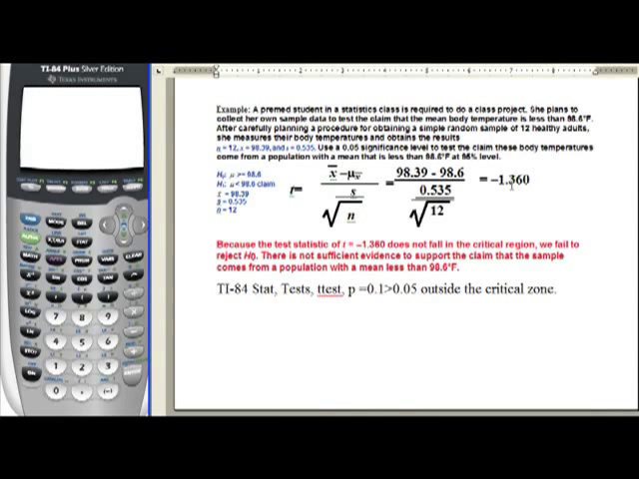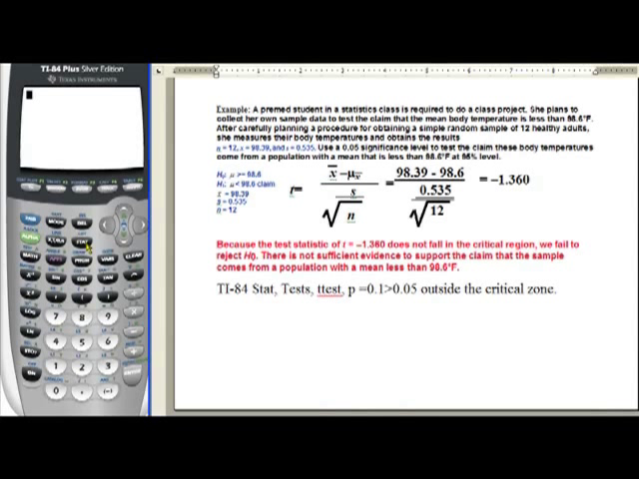How do you compare this? You don't go and compare it to the alpha over 2. You have to go and get the T critical from your tables when you do it this way, with a degree of freedom of 1 less than your sample size, which is 12. Or you can go and do it with your calculator. Let me show you how to do that.